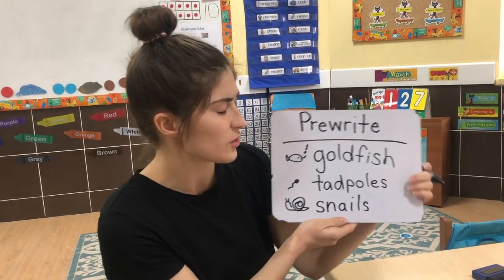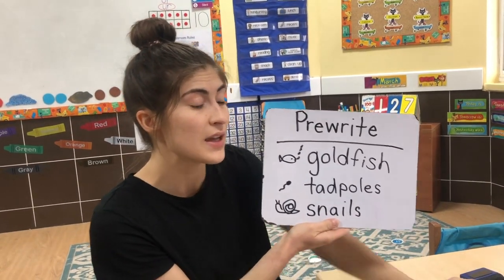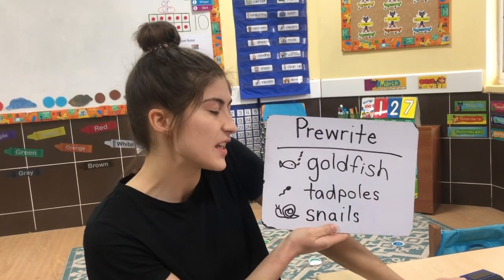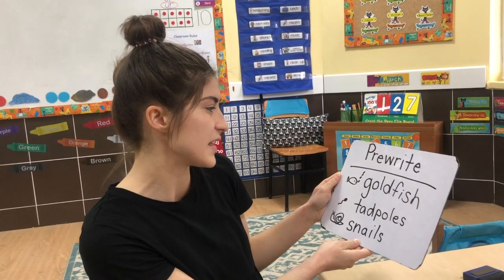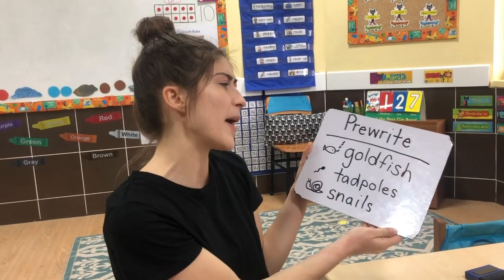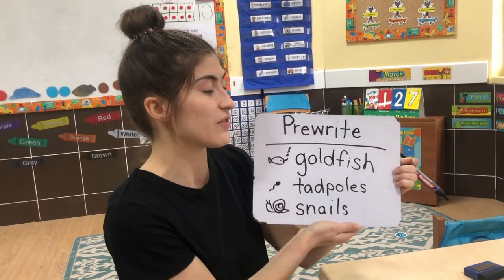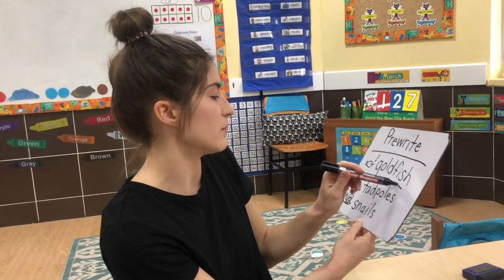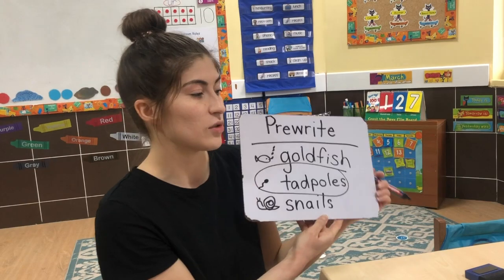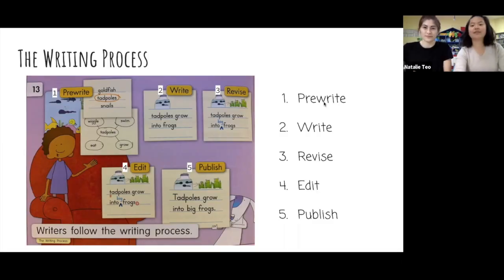Okay, so here are some choices that I have to decide what I would like to write about. Now, if I think about it, I can decide from this list exactly which one I would like to write about. And now that I see everything written down, I think I would like to write about tadpoles. So now I finished the first step of the writing process.